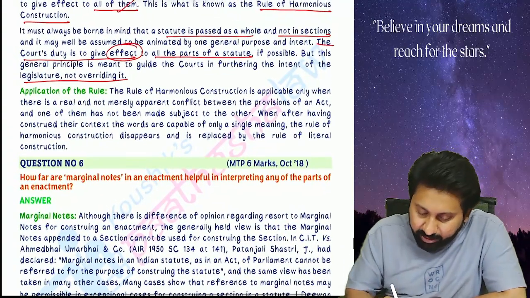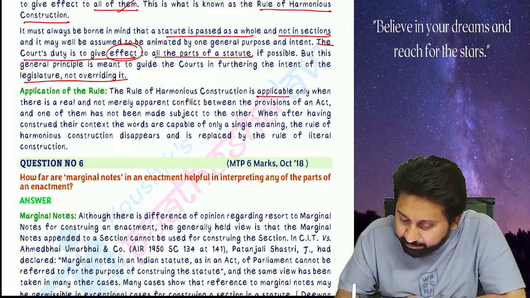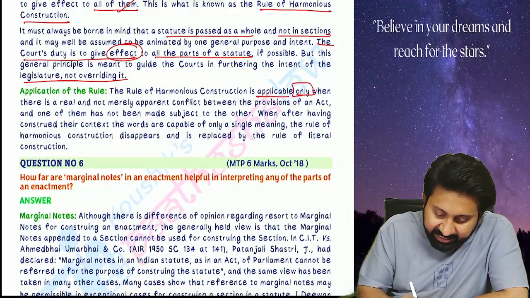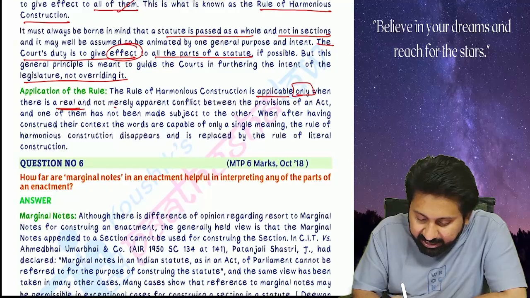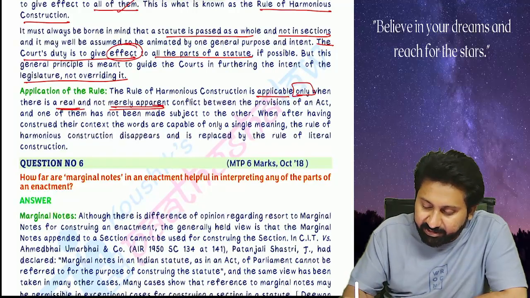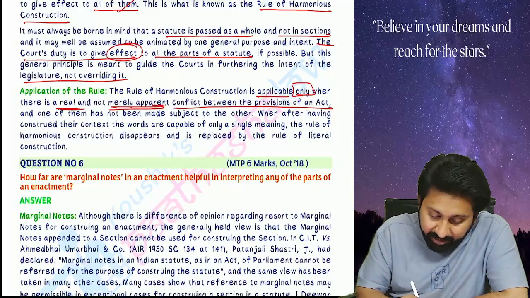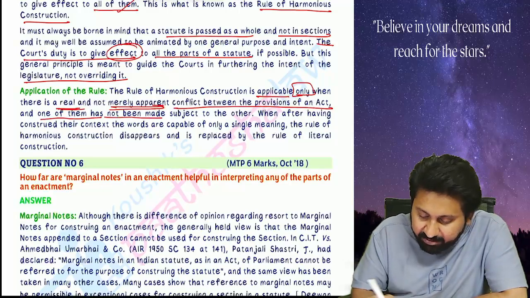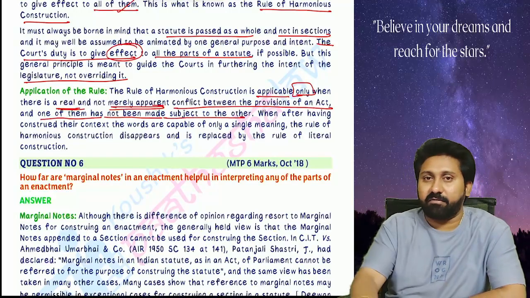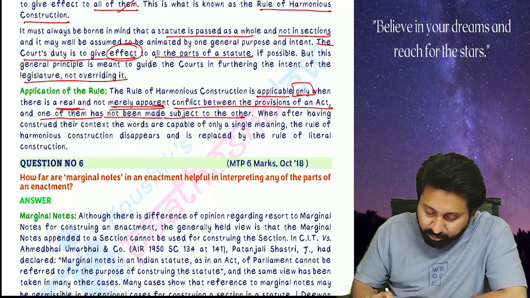Application of the rule. The rule of harmonious construction is applicable only when there is a real and not merely apparent conflict between the provisions. There must be a conflict between the provisions. A real conflict should be there, and one of them has not been made subject to the other.